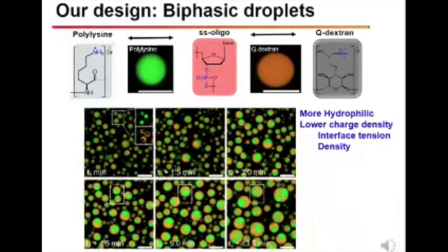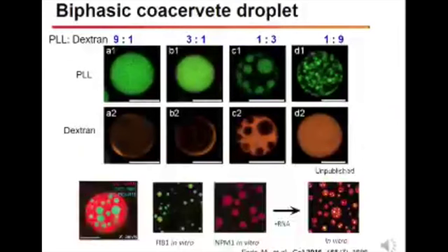With this system, we can create different size and number of subcompartment just by tuning the ratio of PL to dextrin. As you can see, when dextrin is in majority, it's a surrounding phase. Inside, the PL and the oligo will have different distribution of subdroplet. Its size and the number are different. They can be different, the same as those in vivo or those in vitro.